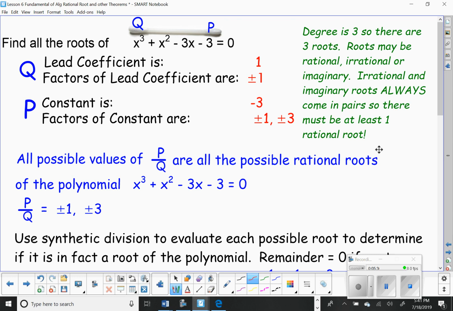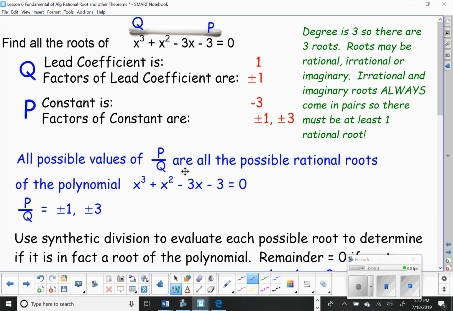Now, the way we use the rational root theorem, the lead coefficient is Q. All the factors of 1 are plus or minus 1. The constant is negative 3. All the factors of negative 3 are plus or minus 1 and plus or minus 3. You just list them individually, and they'll all be plus or minus. Now, all possible values of P divided by Q are the possible rational roots.